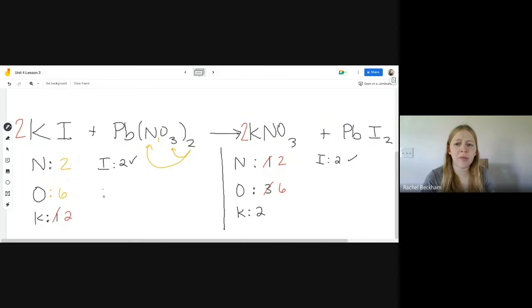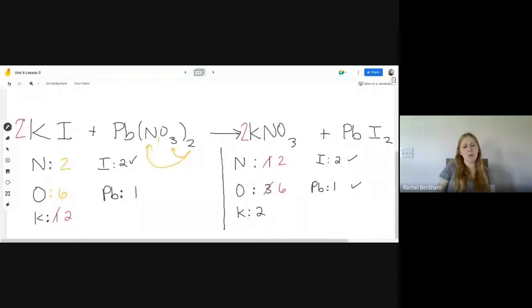And then the last substance is Pb, okay? On this side, this 2 only applies within the parentheses, okay? Pb is outside of that parentheses. So I just have 1 Pb. And on the right, I also have 1 Pb. So basically what I did was I put these coefficients in front in order to make the number of each element the same on both sides, okay?